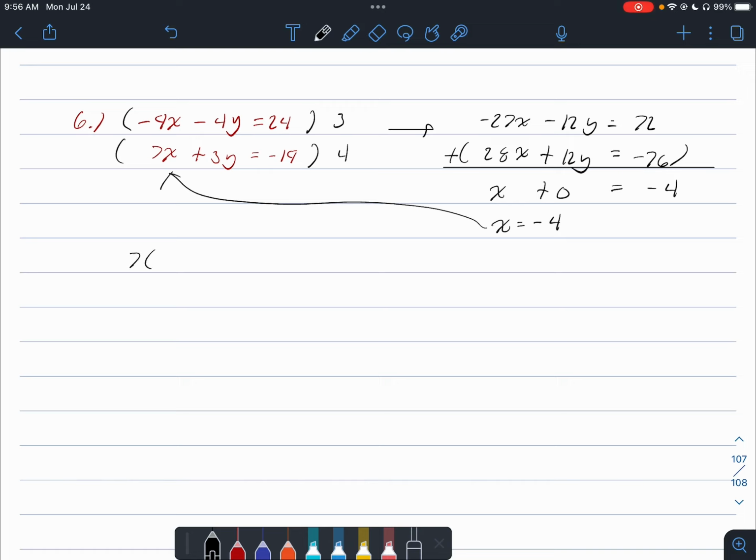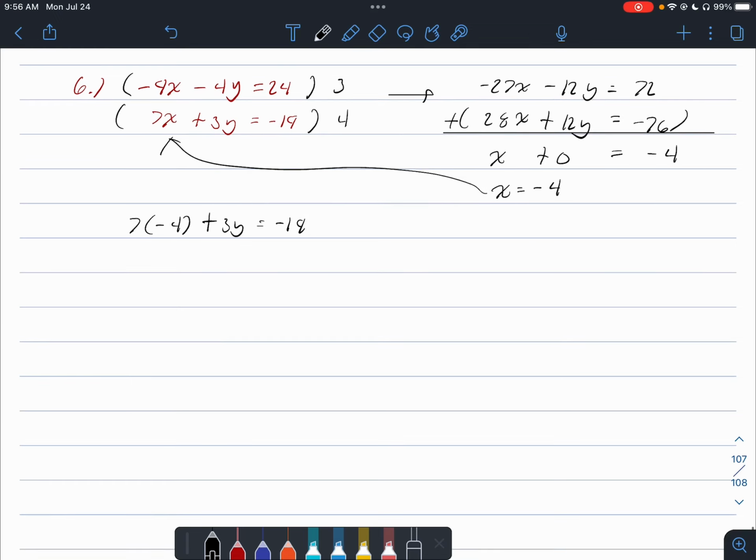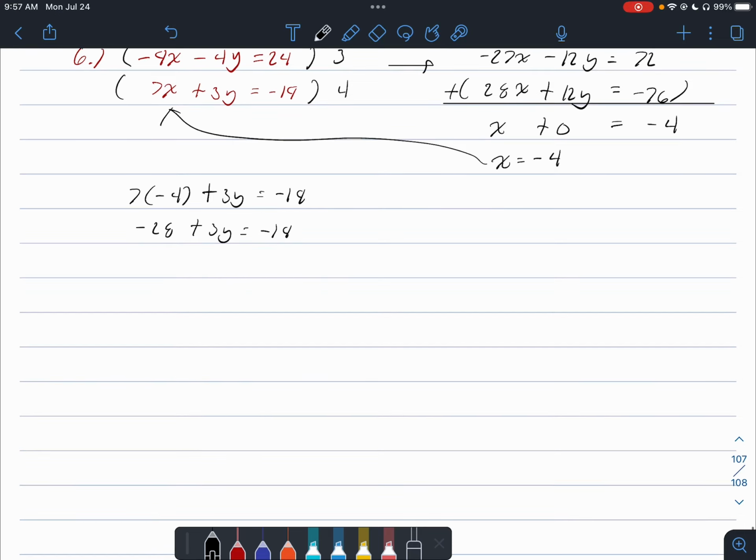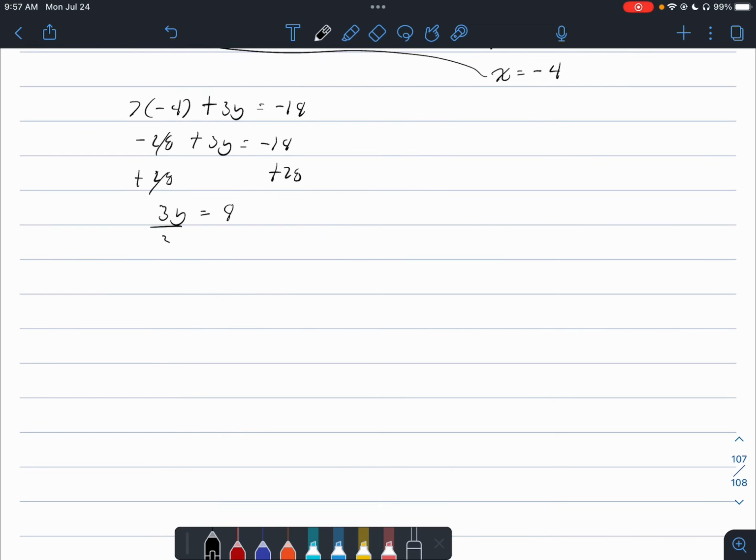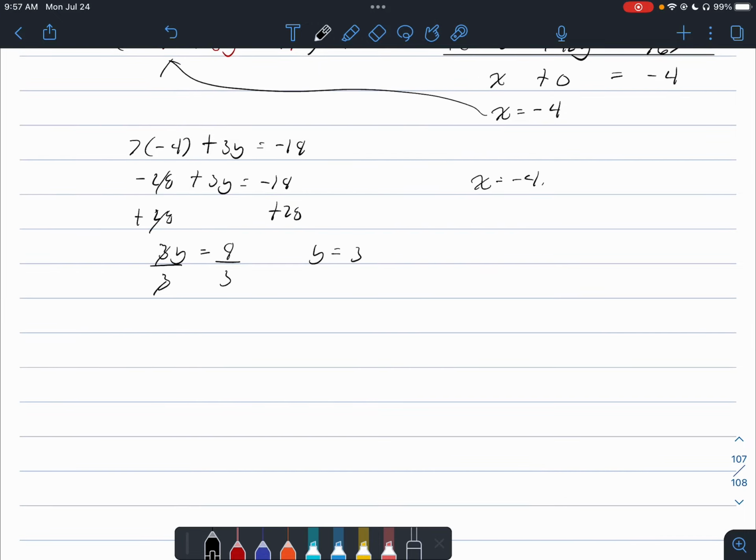So we have 7 times negative 4 plus 3y equals negative 19. 7 times negative 4 gives us negative 28 plus 3y equals negative 19. All right, so then we can add 28 to both sides, and we'll get 3y is equal to positive 9. So now we divide both sides by 3, and we get y equals 3. So x equals negative 4 and y equals 3 is the solution.